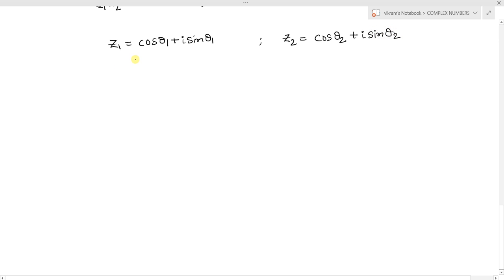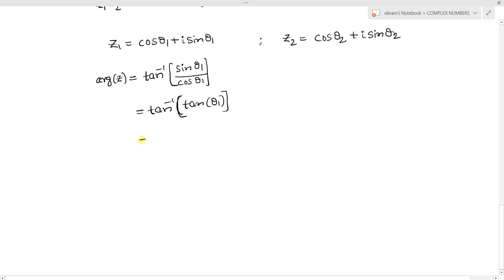Then what is the argument of this complex number? The argument or amplitude of z1 can be written as tan inverse of the imaginary part sin theta 1 by the real part cos theta 1, which gives tan inverse of tan theta 1, where theta 1 is the argument of z1. Is it clear? Right.